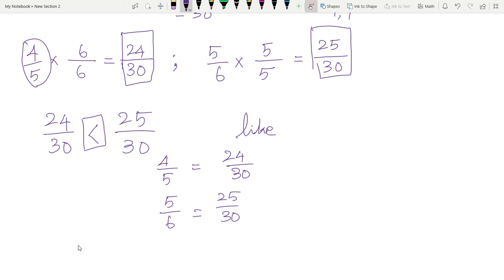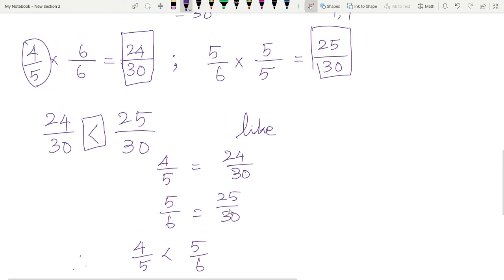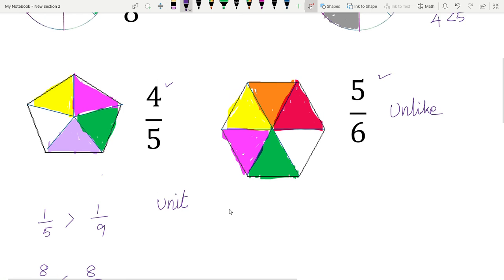Then we can conclude the answer. Therefore, we can write here 4 by 5 is smaller than 5 by 6. Okay, 4 by 5 is smaller than 5 by 6. This is the way we find the comparison of like fractions and unlike fractions.